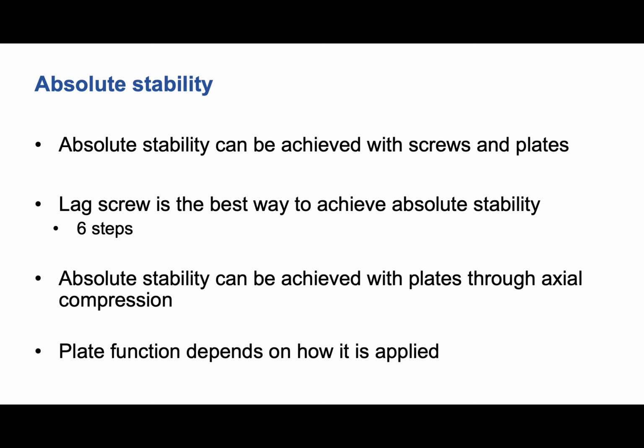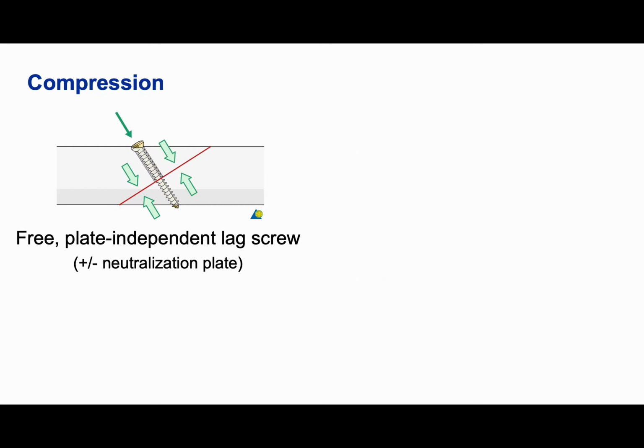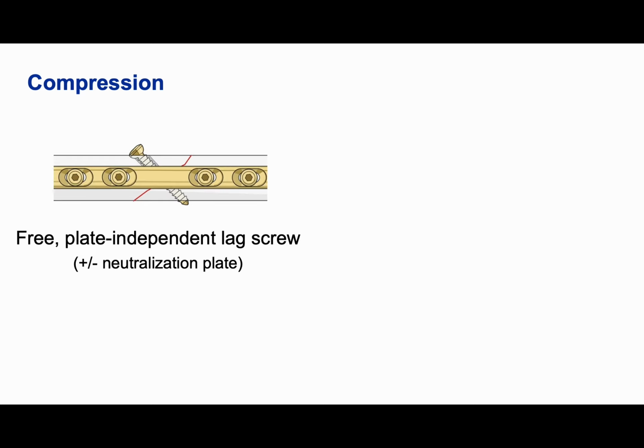Absolute stability can be achieved with screws and plates. A lag screw produces interfragmentary compression, while axial compression is achieved with plates. Remember that the same plate will exert a different function depending on the mode of application. A lag screw produces interfragmentary compression. This could be protected with a neutralization plate as in the figure.